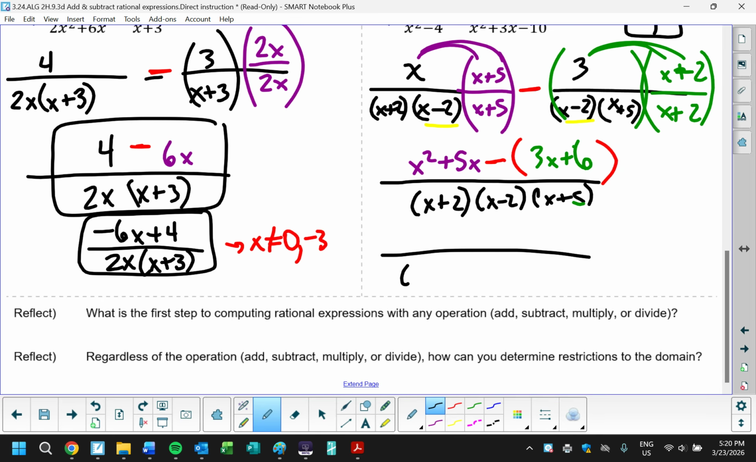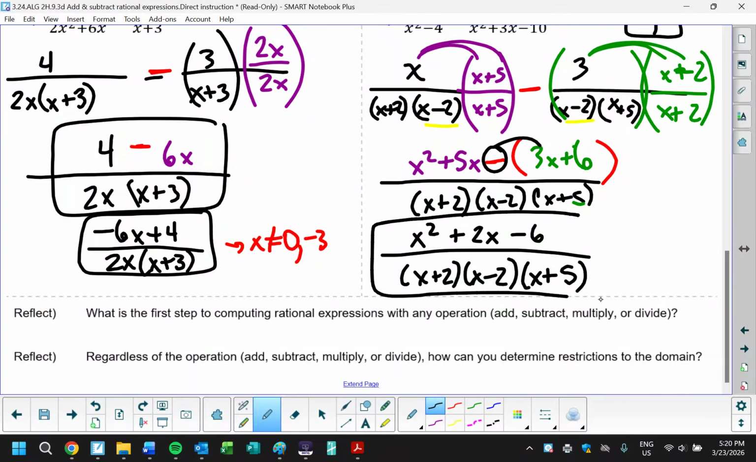So, remember please, we have a very large denominator, the product of 3 different factors, x plus 2, x minus 2, and x plus 5. Now we have x squared plus 5x minus 3x is going to be plus 2x. Plus 5, all we have is a minus 6 at the end. Huh. And I think we're finished. I'd like to tell you that that one factors nicely, but I'm not sure it does.